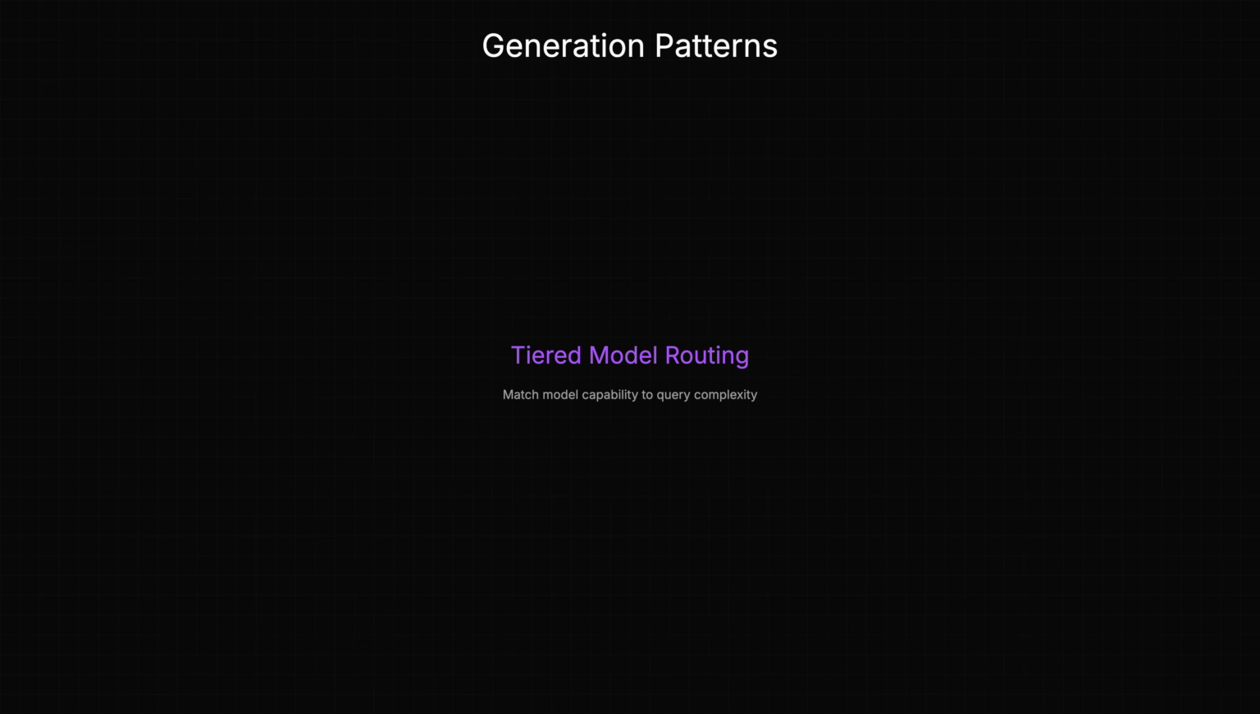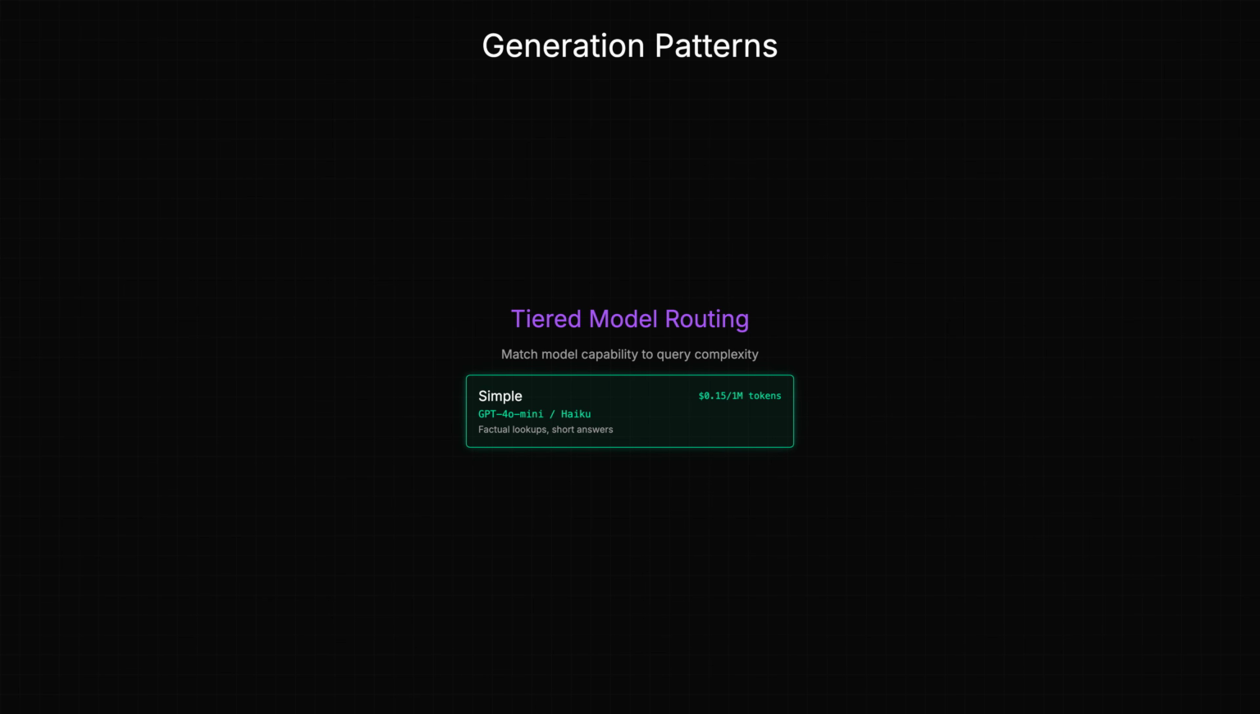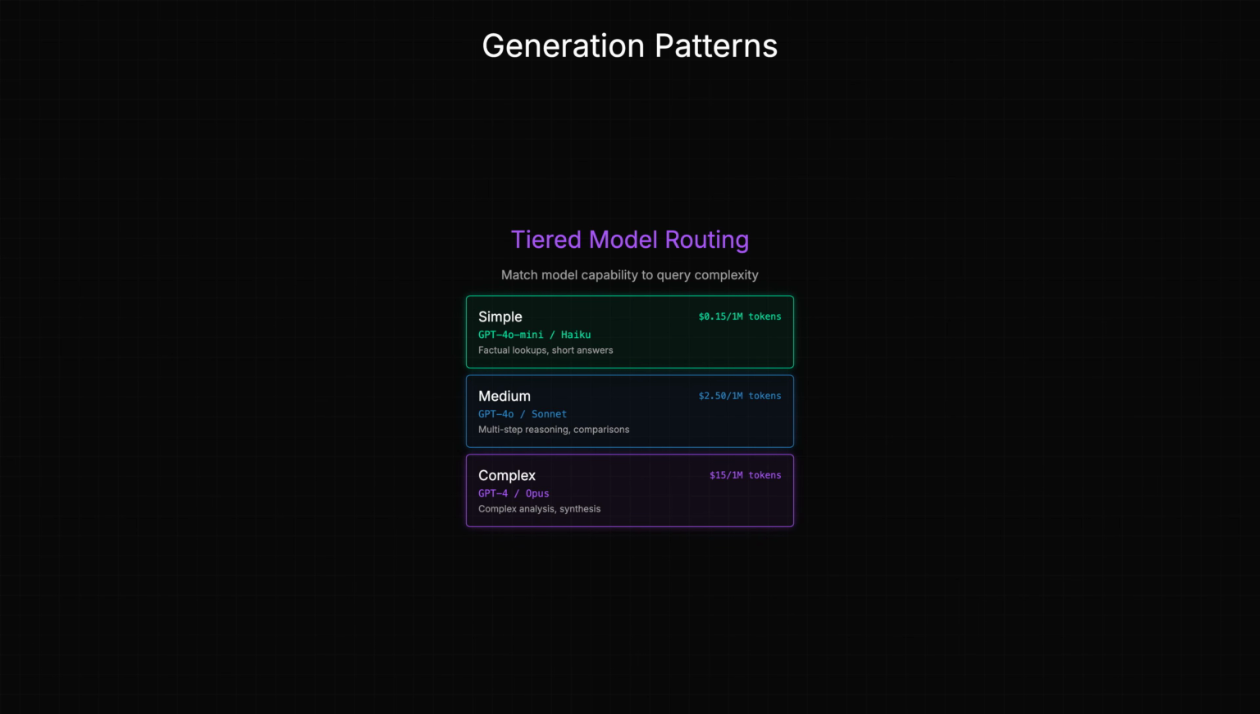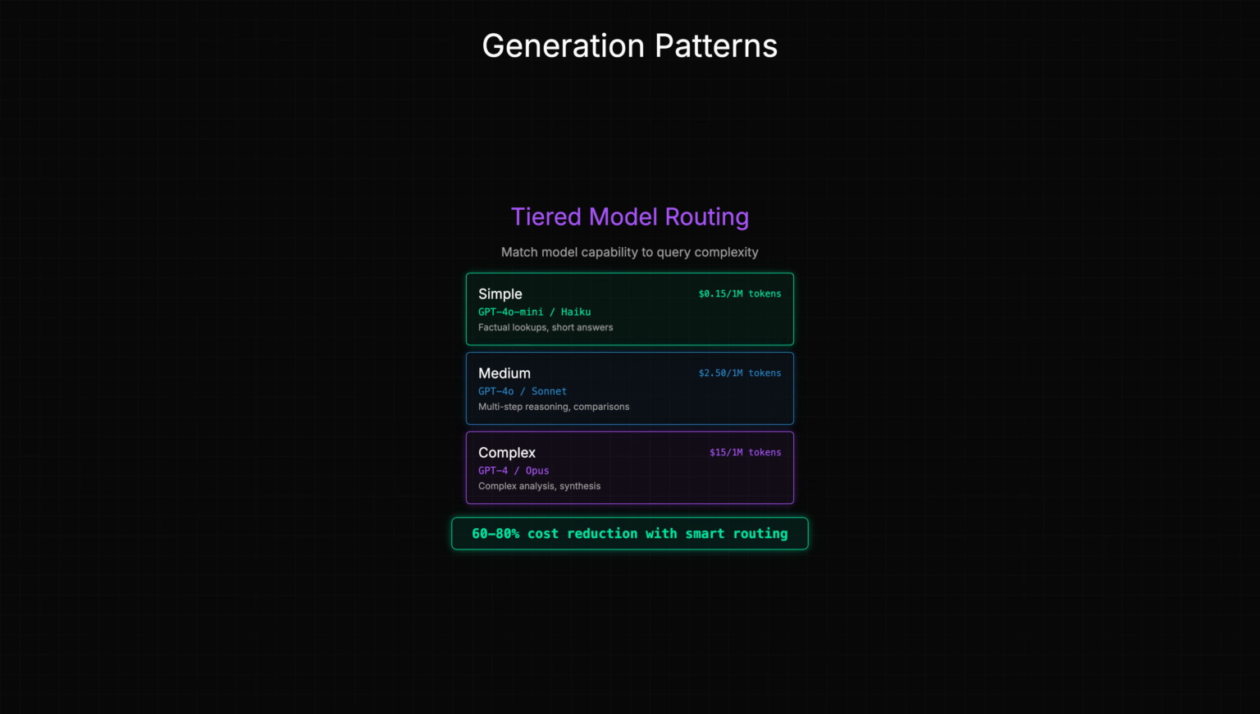Pattern 3. Tiered model routing. Use a cheap model like Claude Haiku or GPT-4o Mini for simple factual questions. Route complex reasoning questions to Sonnet or GPT-4o. This can cut generation costs by 50 to 70% since most queries are simple.